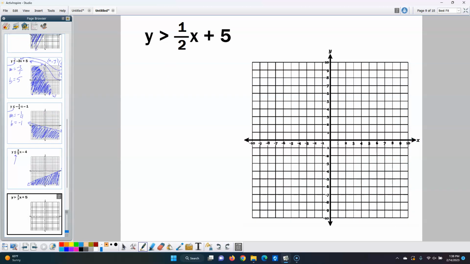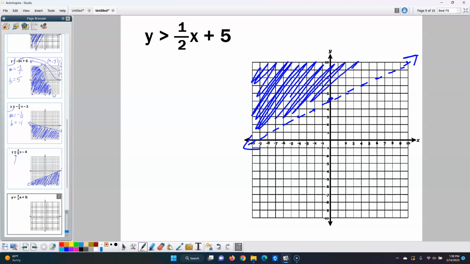Next, y is greater than 1/2 x plus 5. I'm going to go over here to 5. That's my y-intercept. I'm going to go up 1 and over 2, up 1 and over 2, and keep going. And I could go down 1 and over 2 as well. And this one's going to be a dotted line. There's not an equals to on there. That's a little bit better one than the first one. This one says y is greater than 1/2 x plus 5. That means I'm going to shade above the staircase right here.